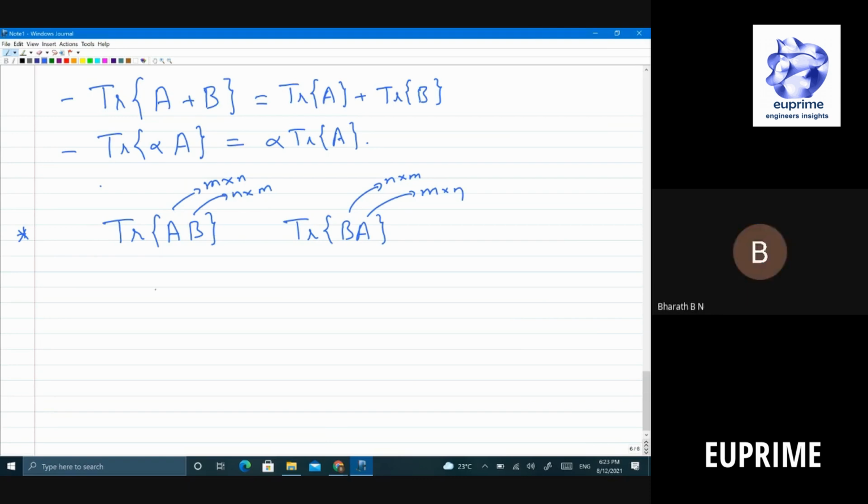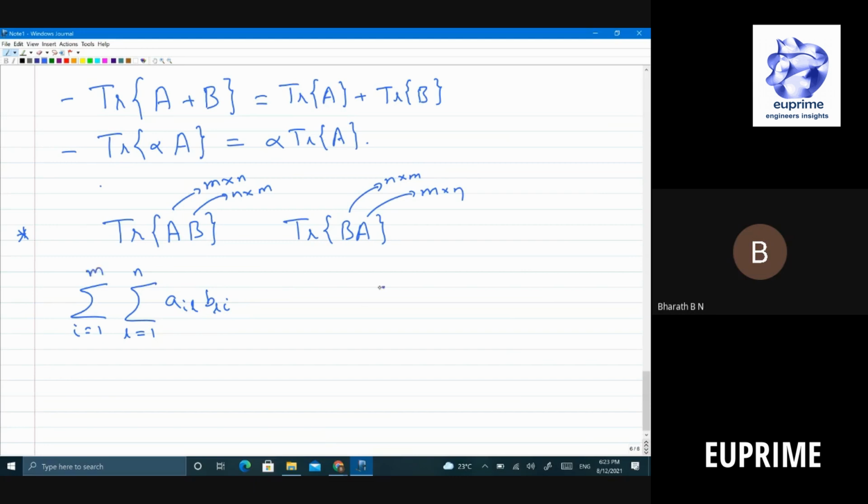So whatever you are saying, what should I do? A_il B_lj, right? Is it j or i? It's i, i. Okay, so I have to sum it over all l. l should go from 1 to the number of columns of A, so that will be n. And then I have to sum it over all i, from 1 to the number of rows, so that will be m.